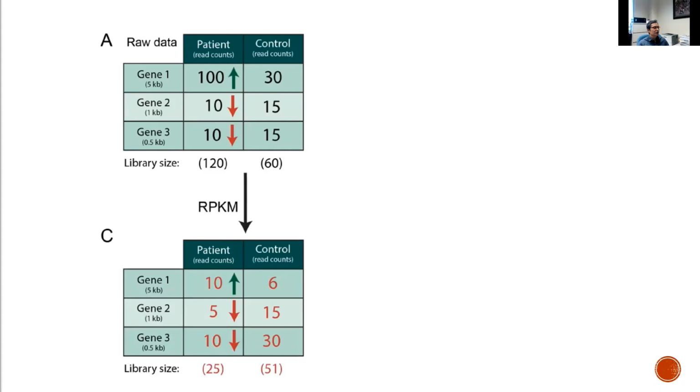RPKM stands for reads per kilobase per million reads. The difference between this and normalization by library size is that it considers the length of the gene body. If you have a longer gene, then you expect more reads to be mapped there. So this is RPKM normalization.